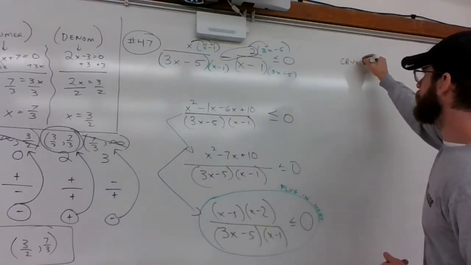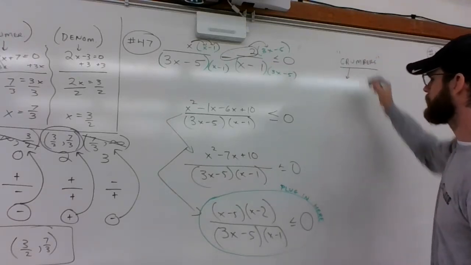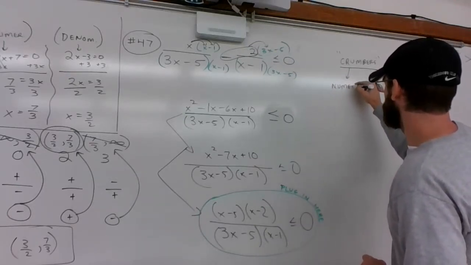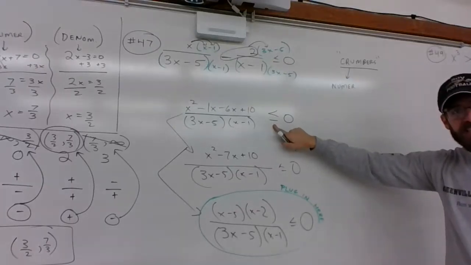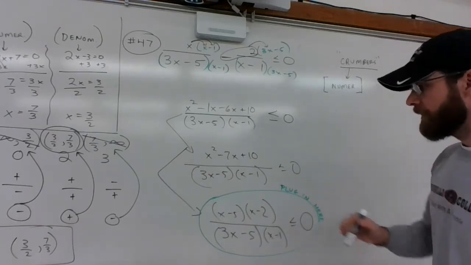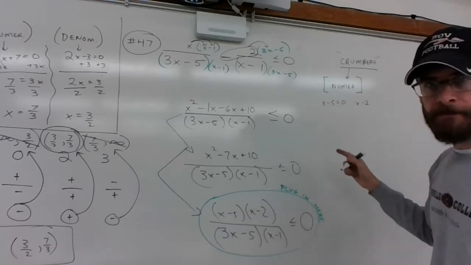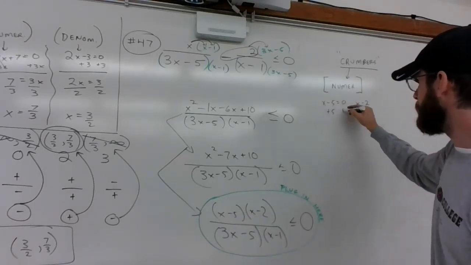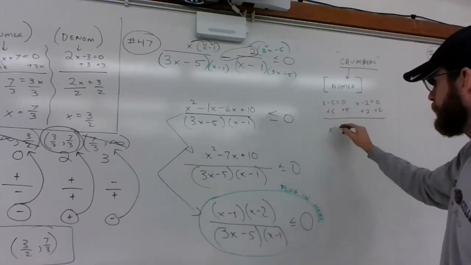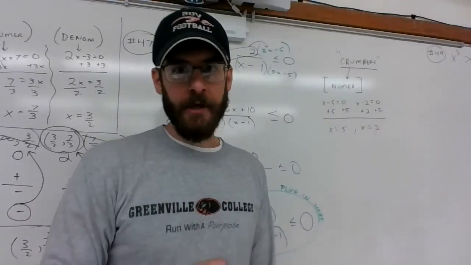So our critical numbers, let's talk numerator first. And because it's an equal to, we can put brackets around it. So you have x minus 5 equals 0 and x minus 2 equals 0 for the numerator. Add 5 to both sides here. Add 2 to both sides there, and you get x equals 5 and x equals 2. Those are bracketed critical numbers.